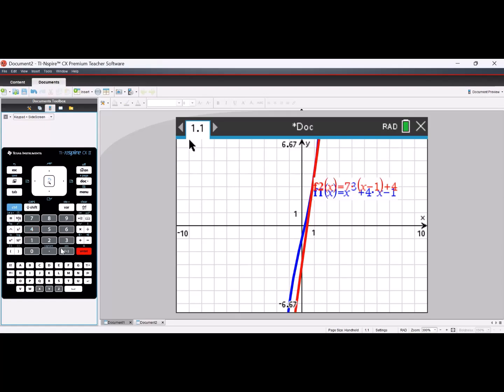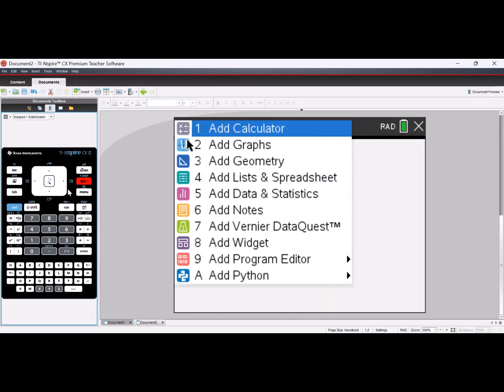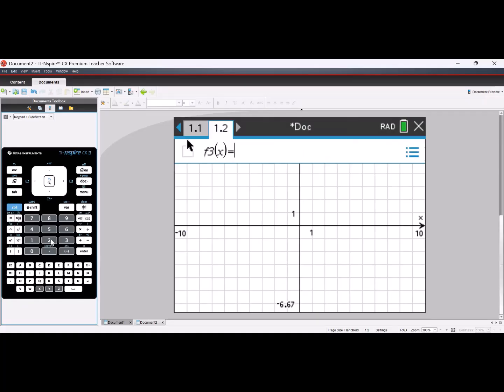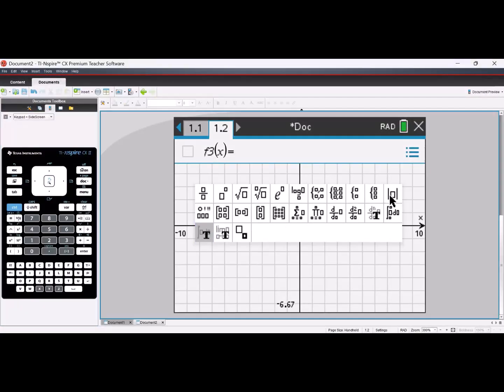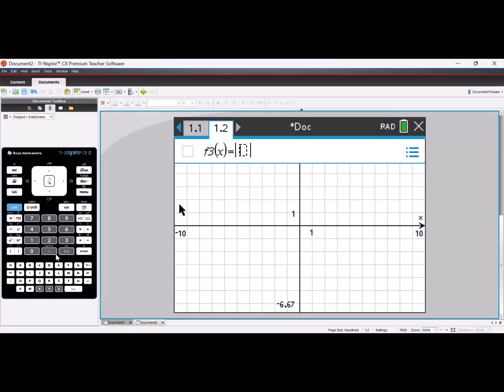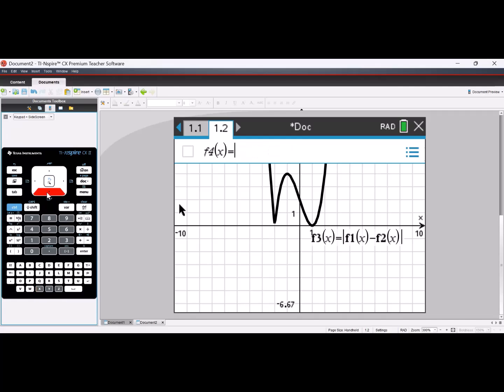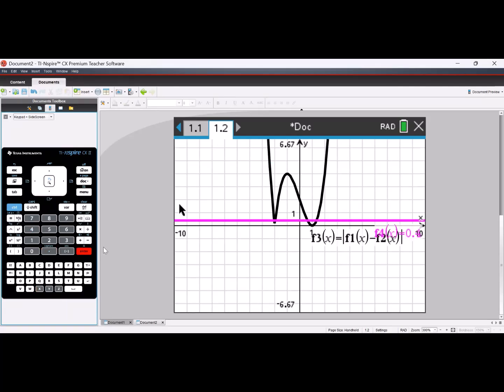Again, I'm not worried about what those graphs look like, so I'm going to add a page, Control Doc, make it a graph page, so 2. Now here in F3, I'm going to go to my template key. We're going to get that absolute value at the top right, absolute value, and we're going to put F1 of x, close it, minus f2 of x. I'm going to arrow down, and then our maximum error was 0.4, and we press enter.